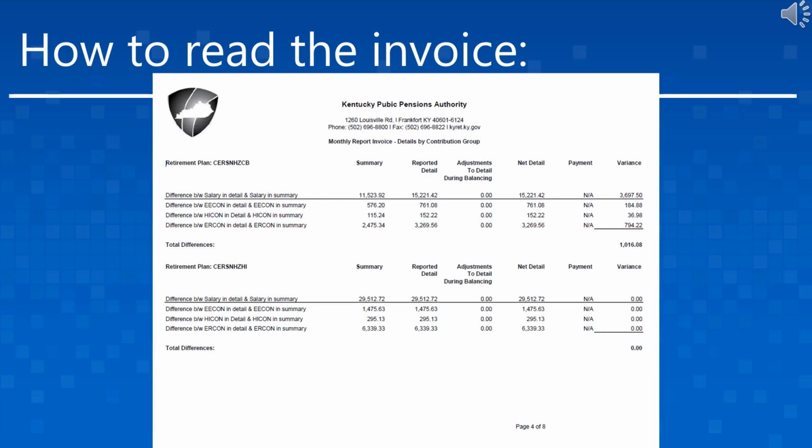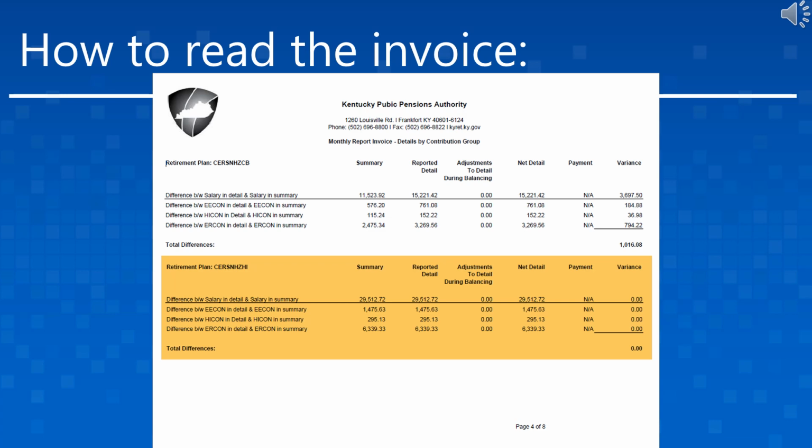Page 4 further expands the breakdown of the variance through the different contribution groups within the retirement plan. In this example, it shows the variance occurred in the CERS non-hazardous cash balance contribution group, and there was no variance in the records reported under the CERS non-hazardous with health insurance contribution group.